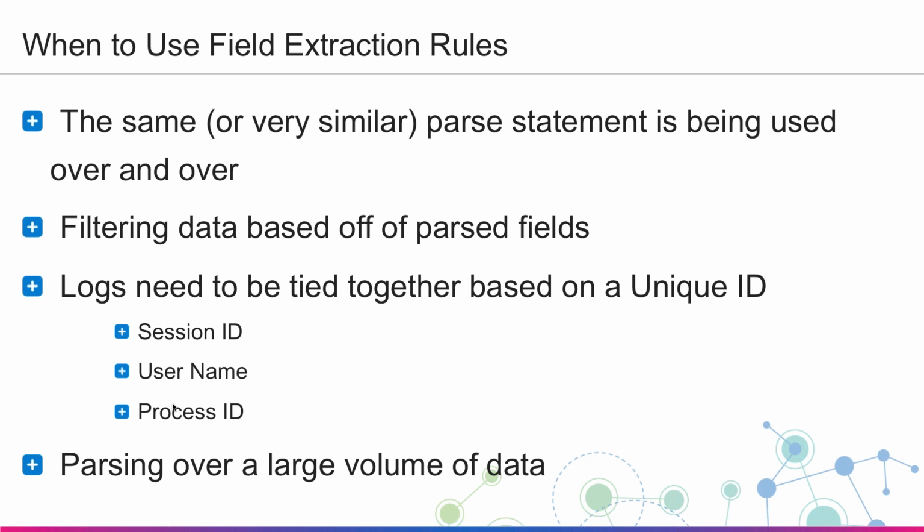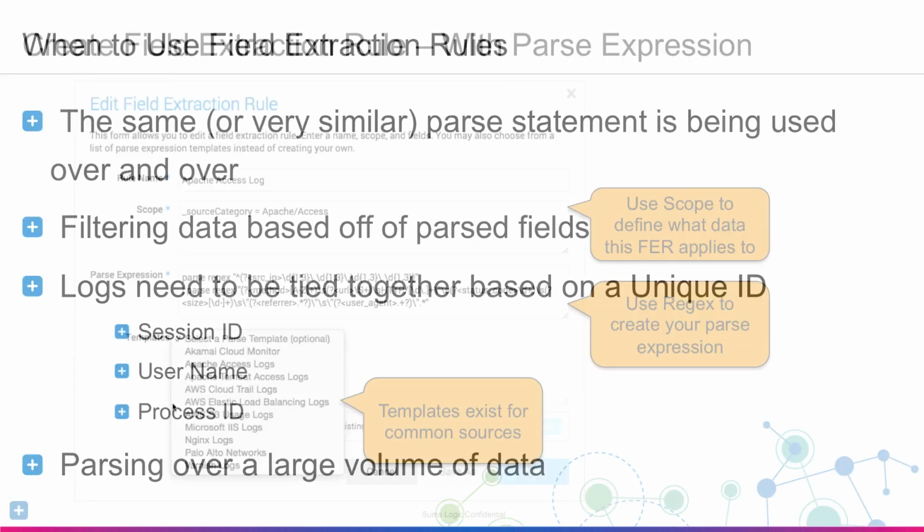Another reason to use field extraction rules is where logs need to be tied together based on a unique ID, such as session ID, username, or process ID. Where that may actually be used is where you're grouping data or counting by a specific set of data by one of these unique identifiers. And if you're parsing over a large volume of data, for example, the last 30 days, which could equate to over 1 million records, then you also want to consider using FERs, or field extraction rules.